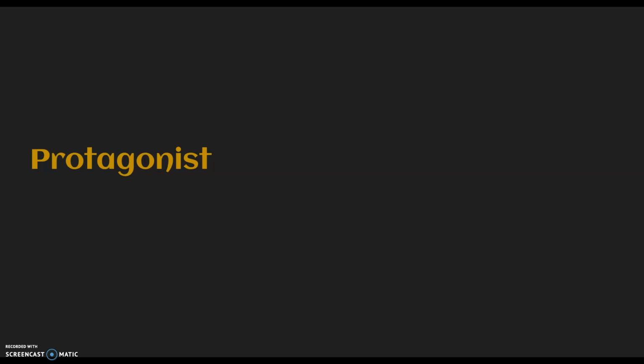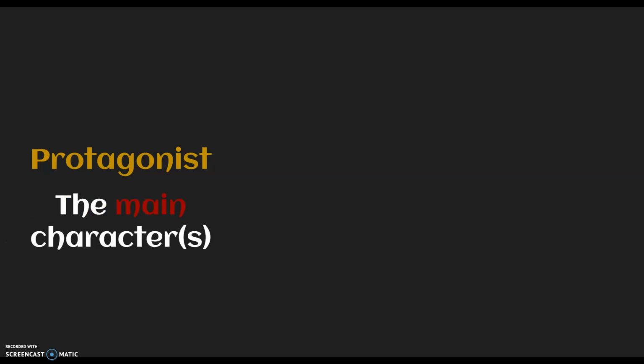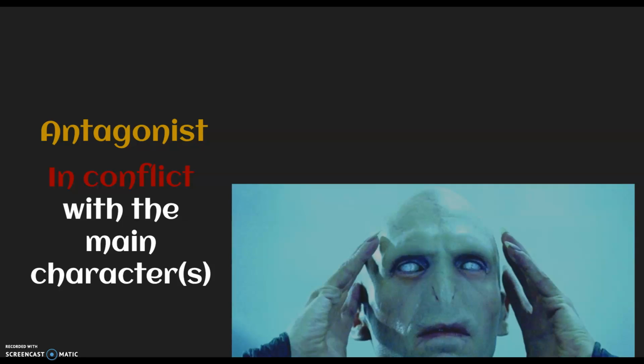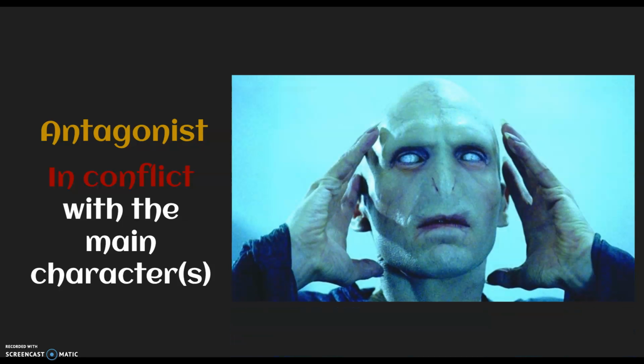First of all, we have to talk about a couple of important characters. So the protagonist is the main character or characters. In this case, it's Harry. And the antagonist is the person or thing in conflict with the main character or characters. And in this case, it would be Voldemort.